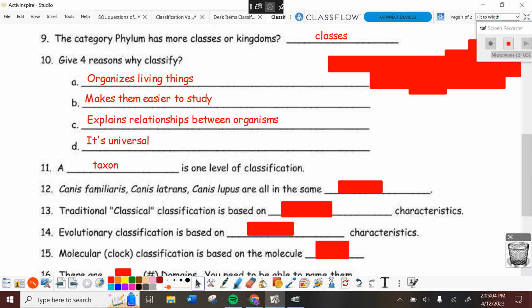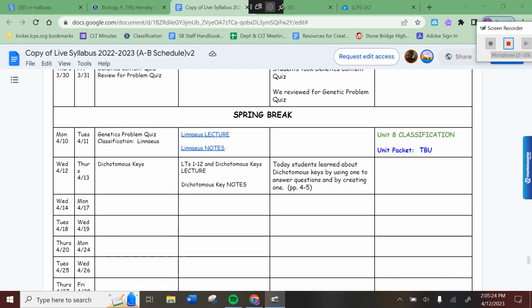All right, think about this one. Number 12. Canis familiaris, notice how these names are typed in italics. Canis familiaris, Canis latrans, and Canis lupus are all in the same what? Genus. Their genus name. The first name is the genus name, and they all have the same first name. They all share the same genus.